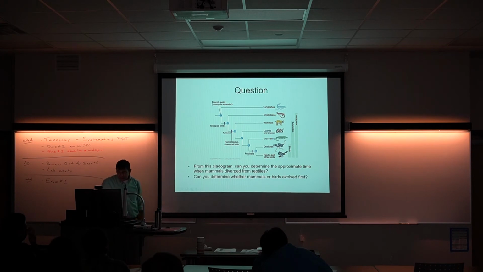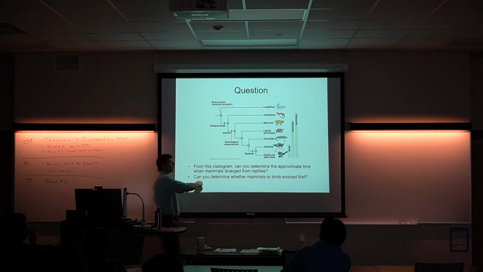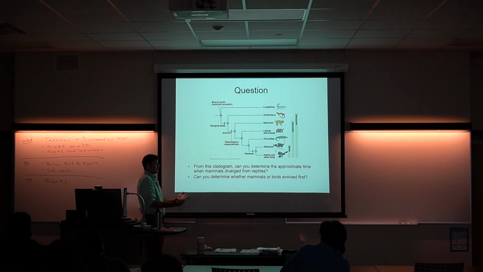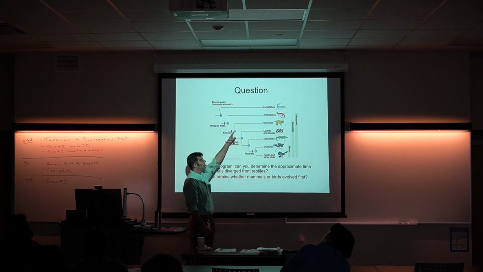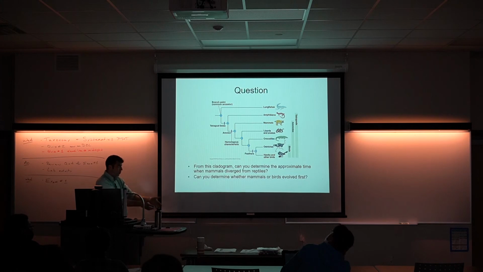The next slide is no longer showing geologic time scale, and we've got a question that says, can you determine the approximate time when mammals diverged from reptiles? And from here you cannot, because there's no mention of geologic time scale. But the second question you can answer. It just simply says, can you determine whether or not mammals or birds evolved first? And sure enough, mammals evolved well before birds. Mammals show up in the fossil record before feathers show up. So mammals came before birds.